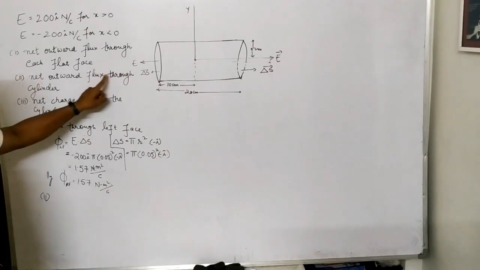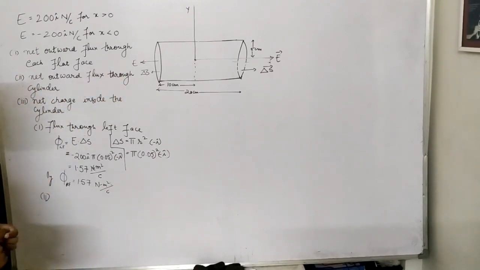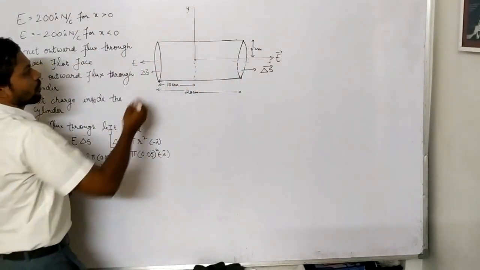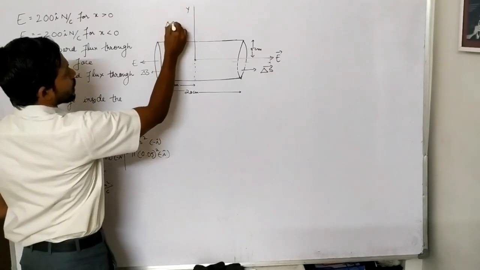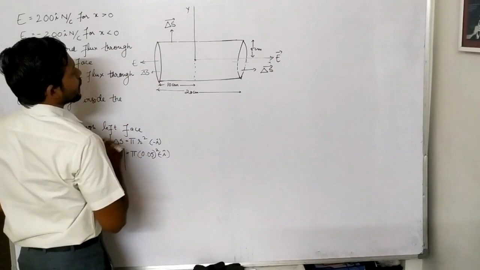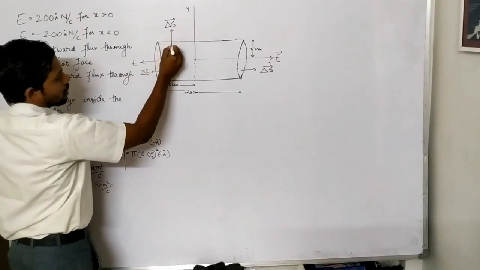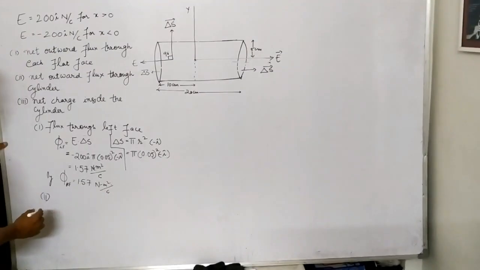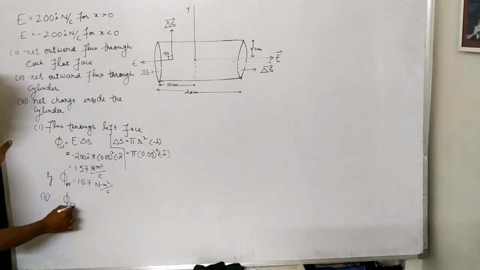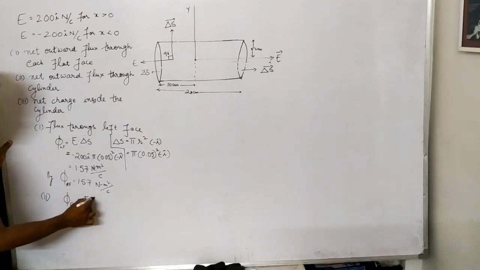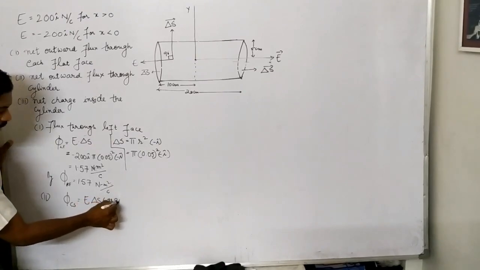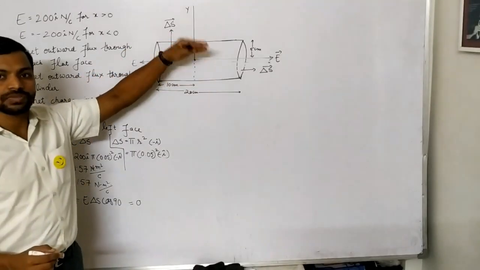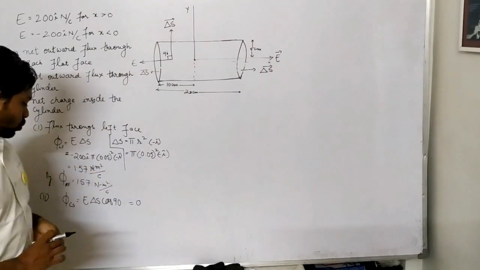we are supposed to find out the net outward flux through the entire cylinder. Now in the entire cylinder we have these two faces as well as the curved surface. If you look at the curved surface, the area vector is acting in this direction and the electric field is acting in this direction. You can see the angle is 90 degrees. So if we are trying to find the flux through the curved surface, that is E cos 90, which is nothing but 0. So the contribution towards flux through the curved surface will be 0.